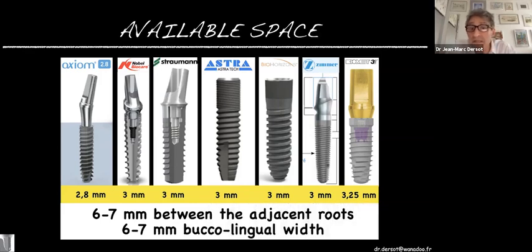So how much bone do we need to insert an implant between the two adjacent teeth? Minimum 6 millimeters, but we are a little more comfortable with 7 millimeters. And in the buccolingual aspect, it's about the same, 6 to 7 millimeters. And in the great majority of mouths, unfortunately, we don't have enough bone, either between the adjacent teeth or in the buccolingual direction.